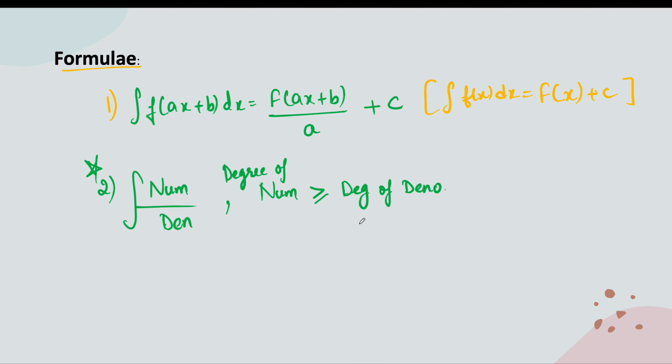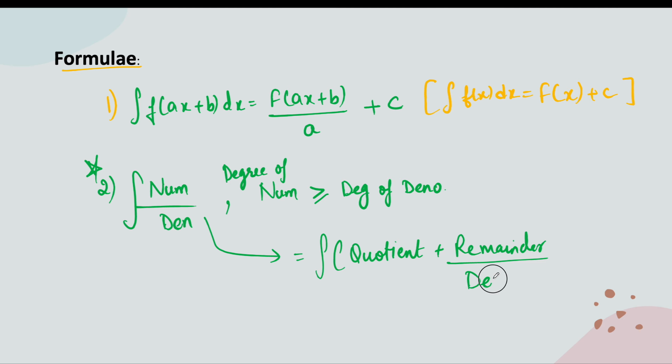By that long division method that you have understood in class 9th and 10th, you can easily divide it, and then your integral will get simplified and can be written in the form of quotient plus remainder upon denominator. Sorry kids, the spelling got wrong. Quotient plus remainder upon denominator, okay, so that has to be done into your dx.